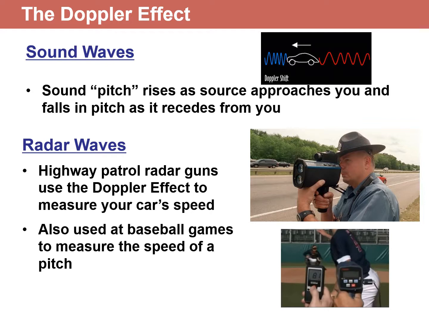The patrolman uses a radar gun to measure the speed of a car, and in a baseball game they can use the same type of radar gun to measure the speed of a pitch. So that's how the Doppler effect is typically implemented. Here it's being used to measure the speed of something.